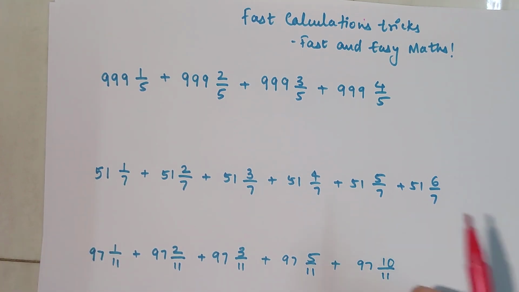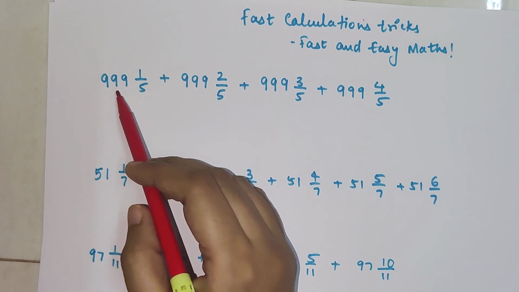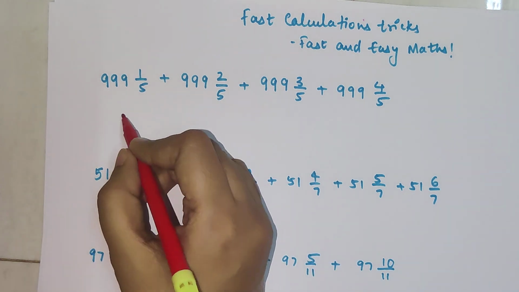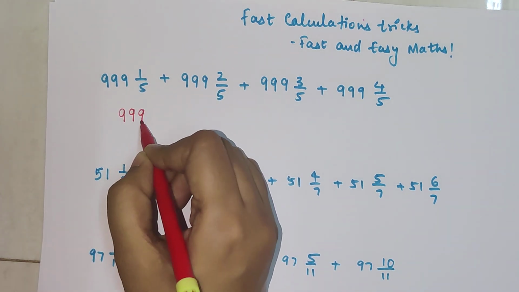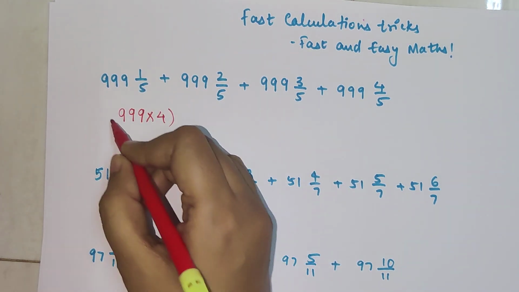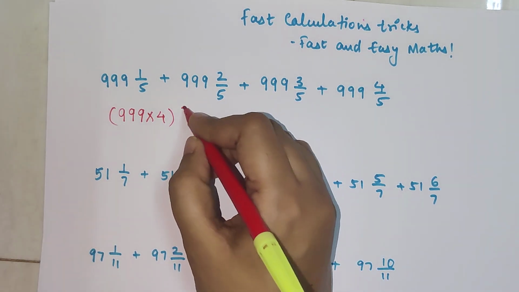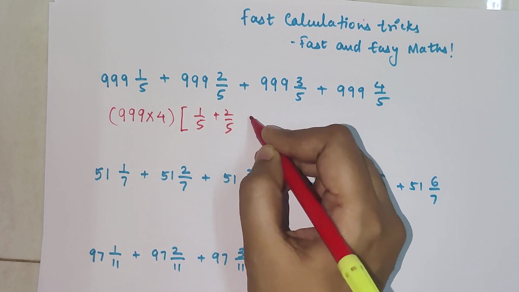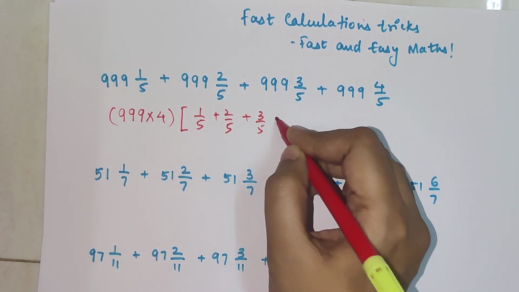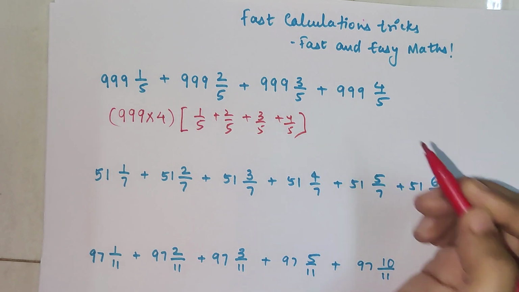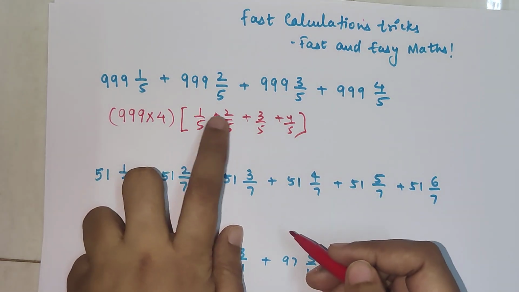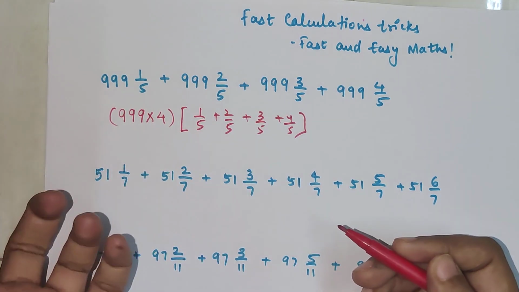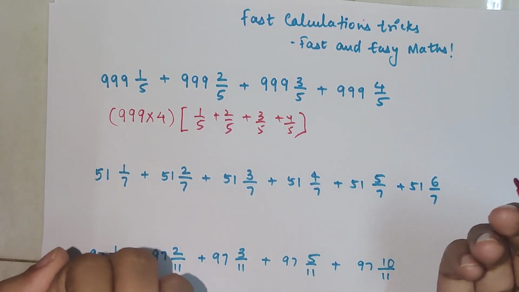So in such a case, what you do is we just multiply 999 how many times? 1, 2, 3 and 4. So it is getting repeated 4 times. So we are going to multiply by 4. Okay, and then we are just simply going to add 1/5 plus 2/5 plus 3/5 plus 4/5. So now understand, this is 1 plus 2, which is 3, 3 plus 3 is 6, 6 plus 4 is 10. So 10 upon 5. So your final answer is going to get just multiplied by 2.